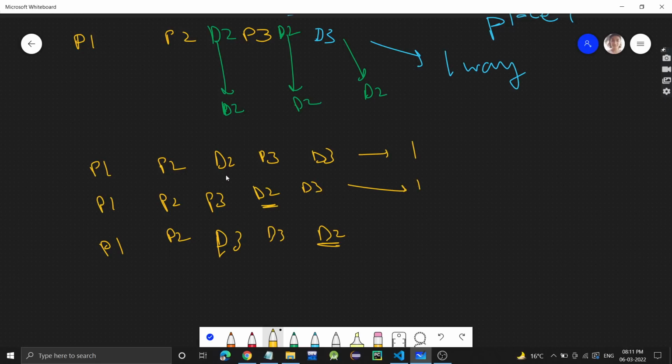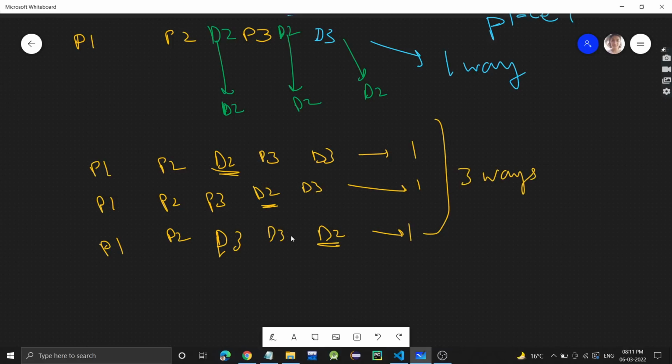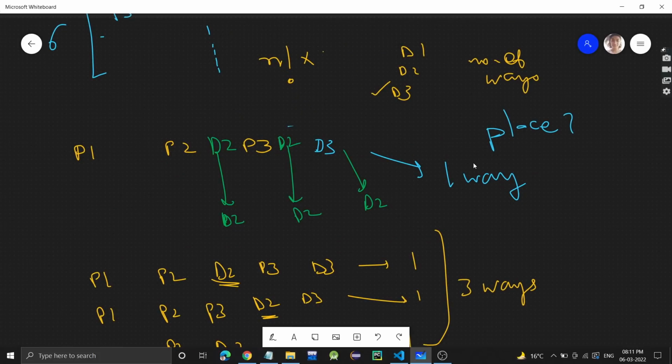So for here, here, or here. So there are how many ways? There are three ways of placing d2. Fine. So for d3 there was only one way of placing. For d2 there are three ways.